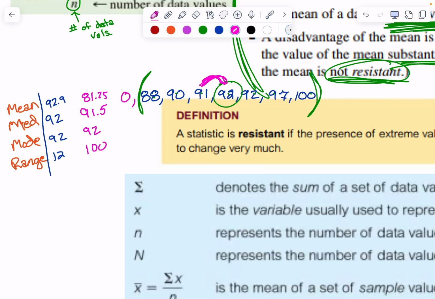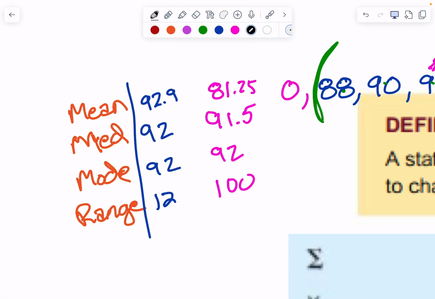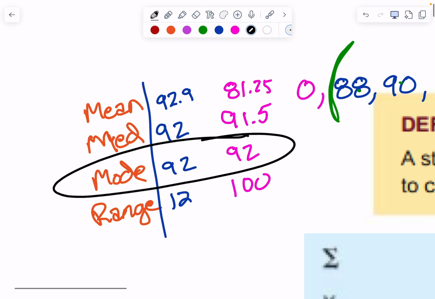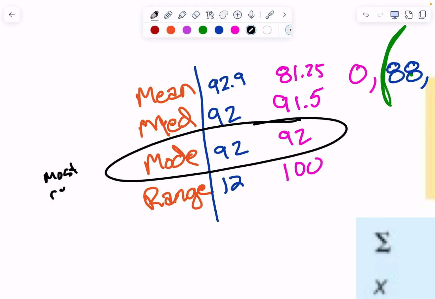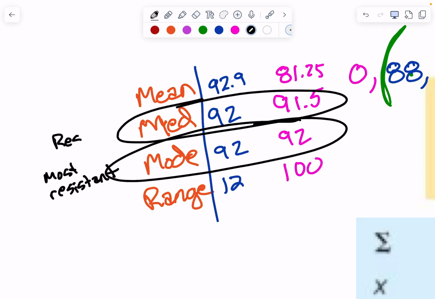So let's talk about which ones resist change. The mode is the most resistant, right? Resistance means it doesn't change. Resistant means it resists change. So it is the most resistant. It didn't change at all when I plugged that 0 in there. Which one is the next most resistant? Median. That's pretty resistant too. It did change slightly, but it's only going to shift just a little bit when you throw one outlier in there, like a half a step down.